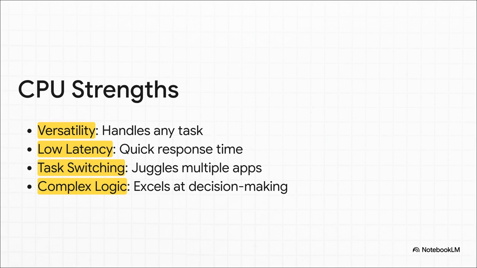So, what's the CPU's superpower? It's pure versatility. I love this analogy. Think of it like a master chef, a Michelin star chef who can cook any dish you ask for, one at a time, but with incredible speed and precision. That's what we mean by low latency. You click a button and boom, something happens instantly. It's a genius at juggling lots of different tasks and making complex logical decisions.